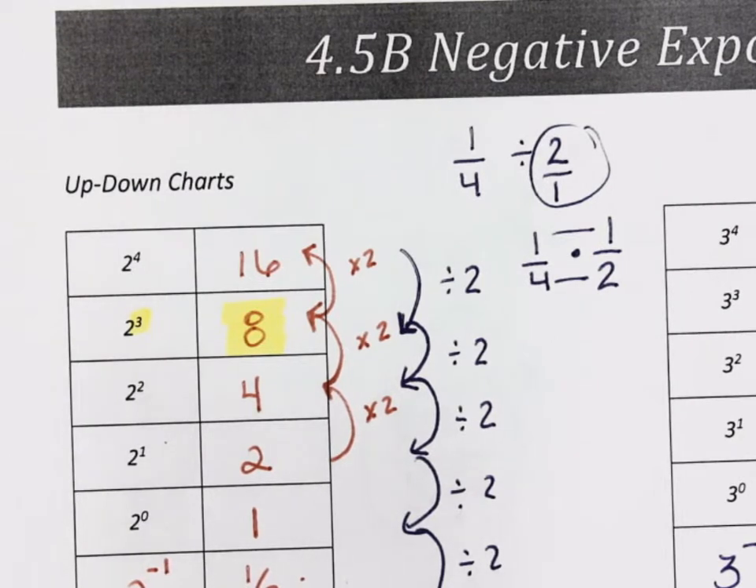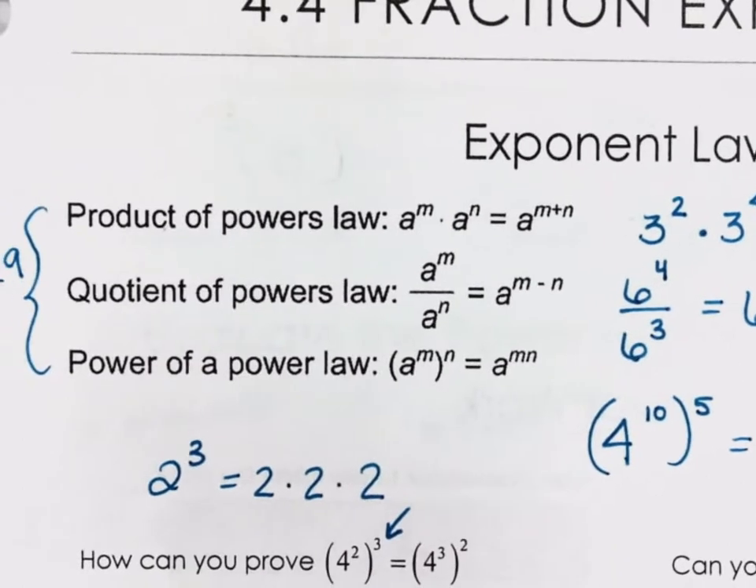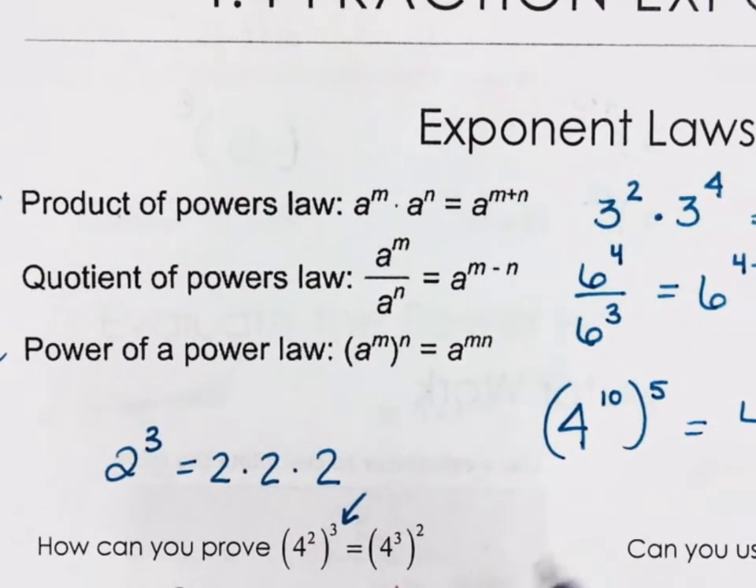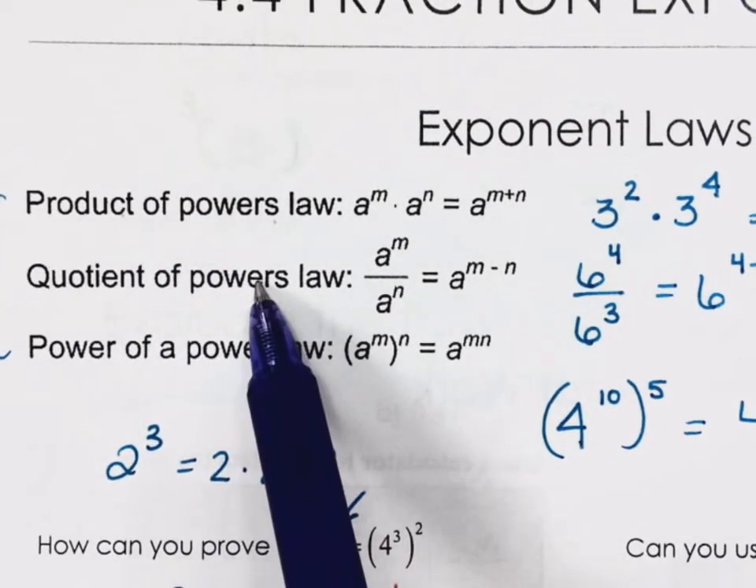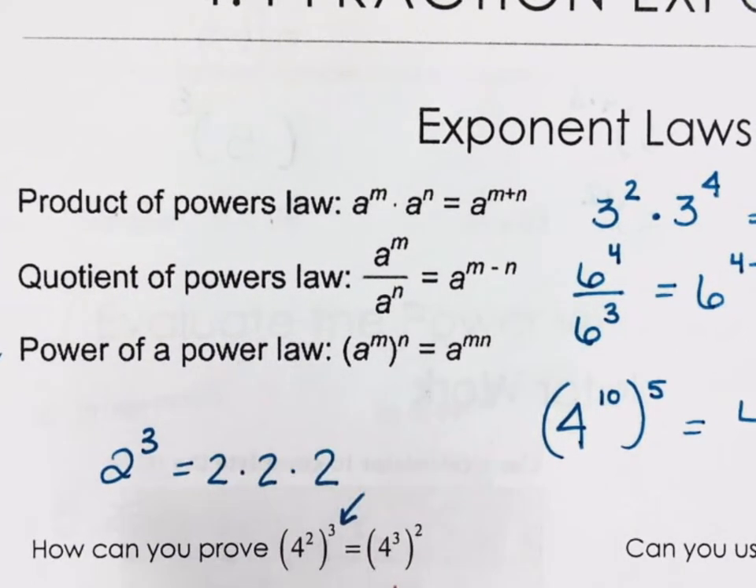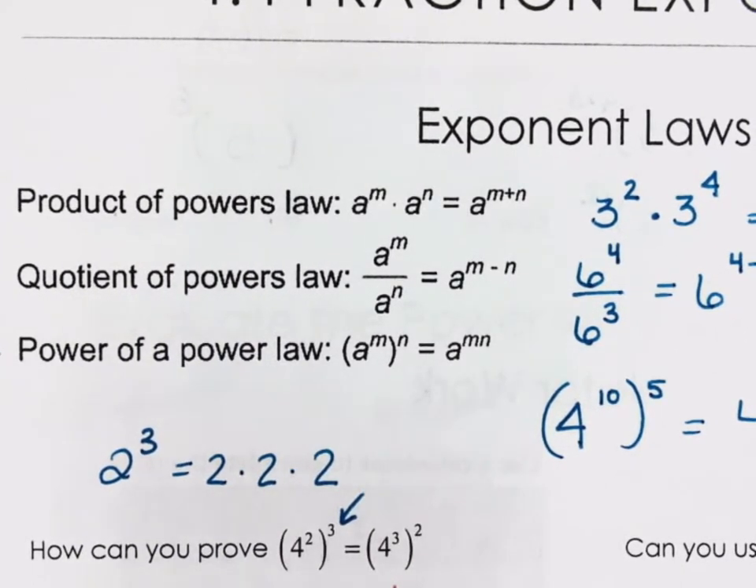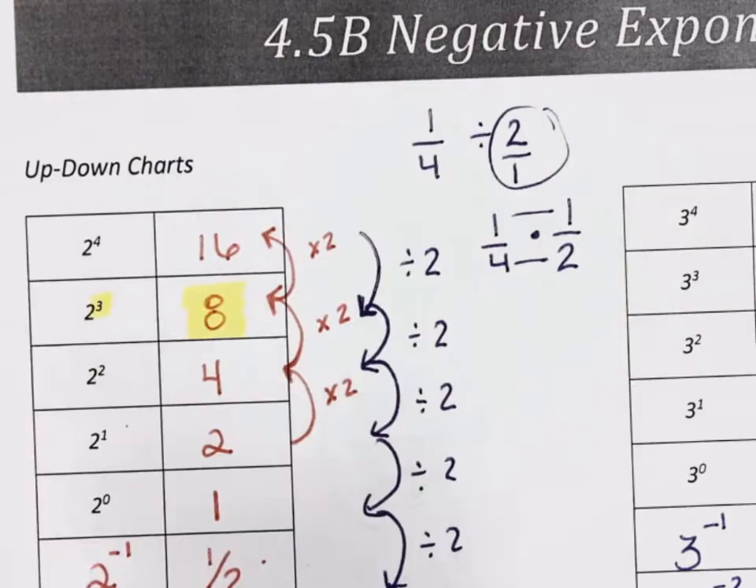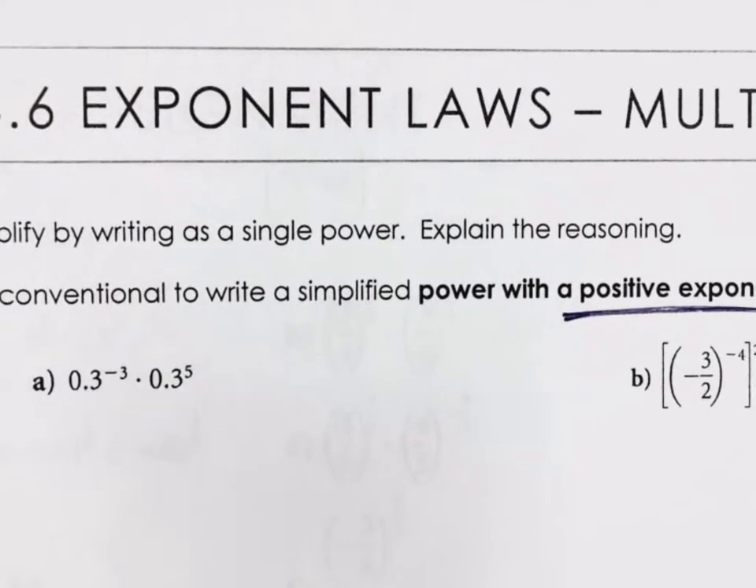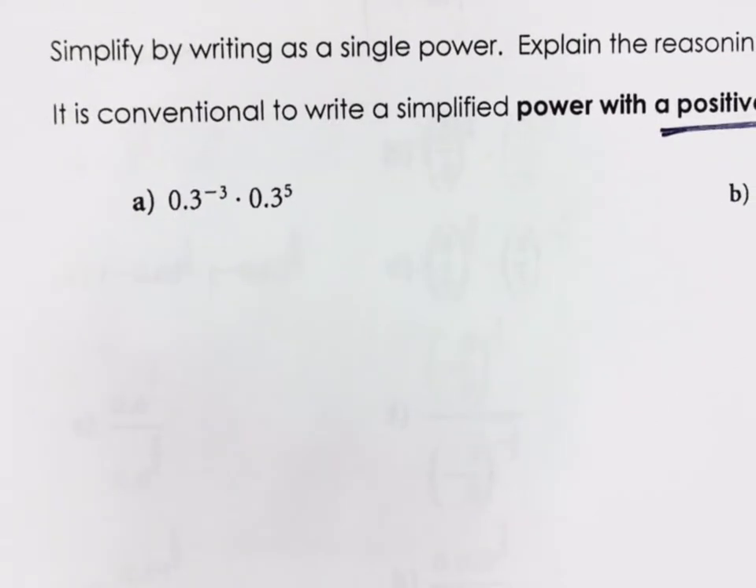I think back in, we did it in 4.4. So we did these rules. The product of powers, the quotient of powers, and the power of a power. You did those in grade 9. But if you didn't remember them, they are in 4.4, and we'll just talk about them briefly as we go through. All right, so part A.